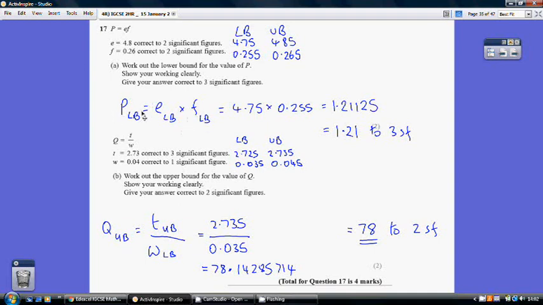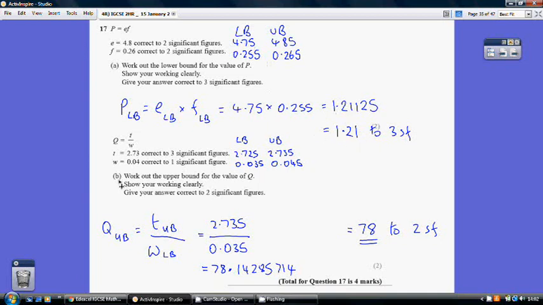So to get the smallest value for P, when you're timesing things together, you want the smallest E and the smallest F. Now the lower bound for E is 4.75. That's the smallest number that rounds up to 4.8. And the lower bound for F is 0.255. That's the lowest number that rounds to 0.26. So 4.75 times 0.255 gives us 1.21125, which to 3 significant figures is 1.21.